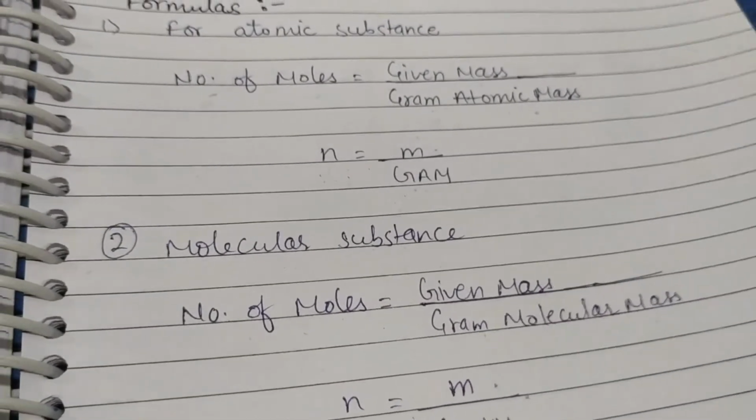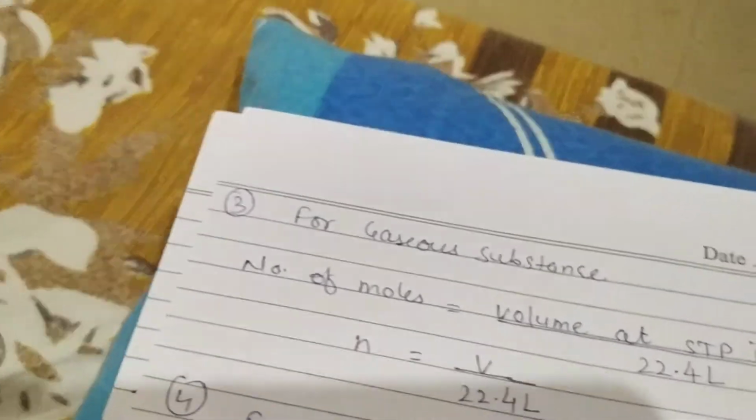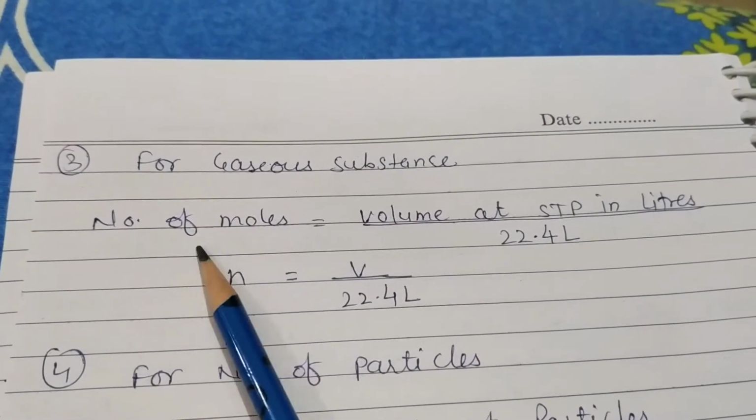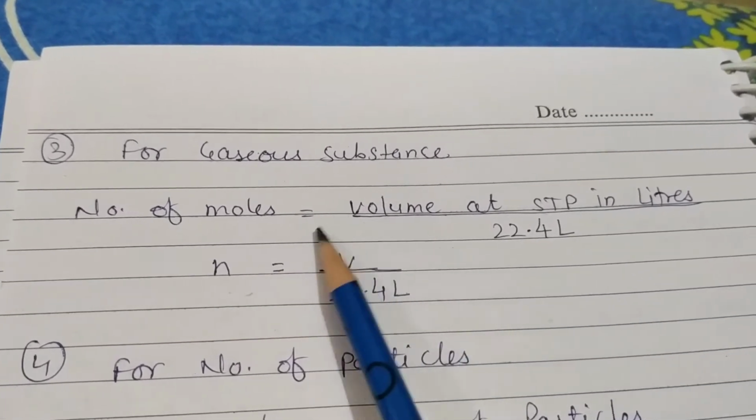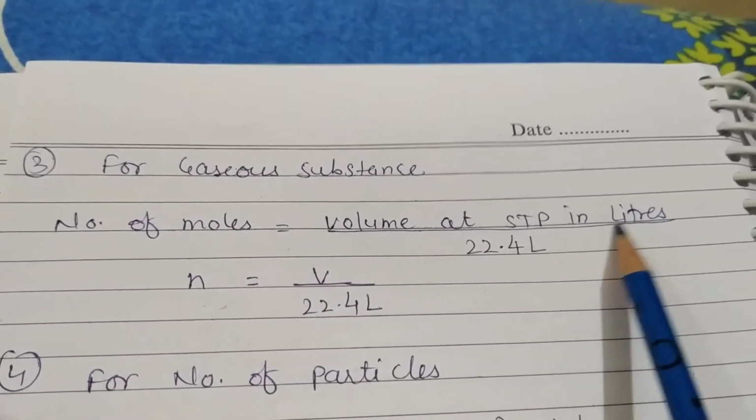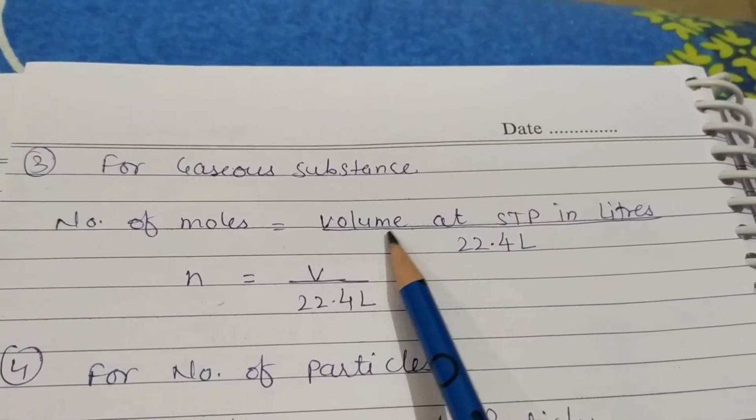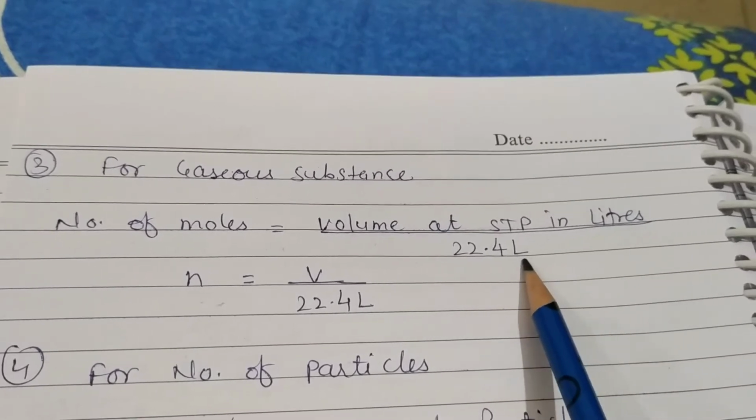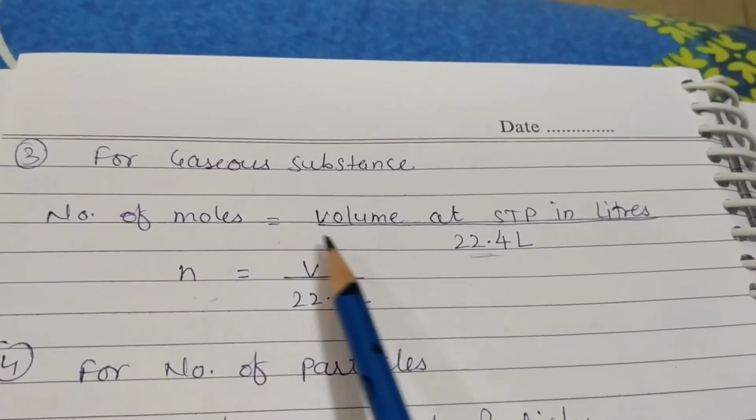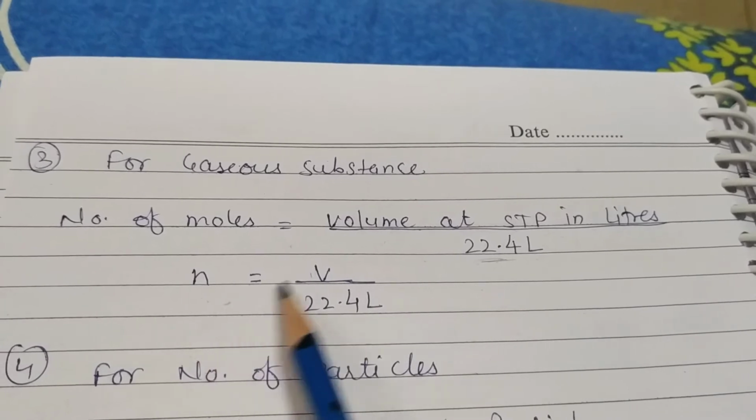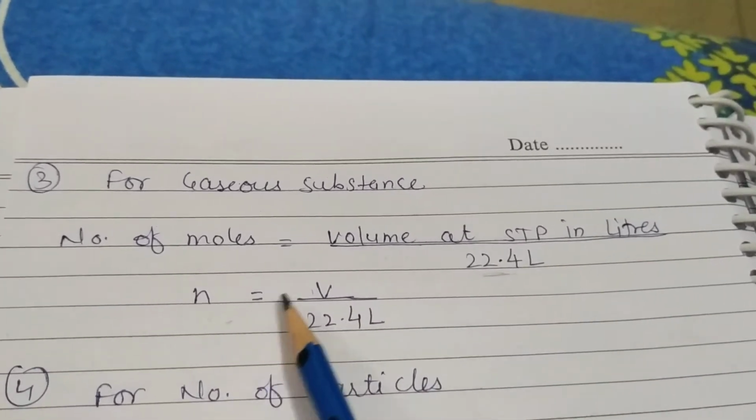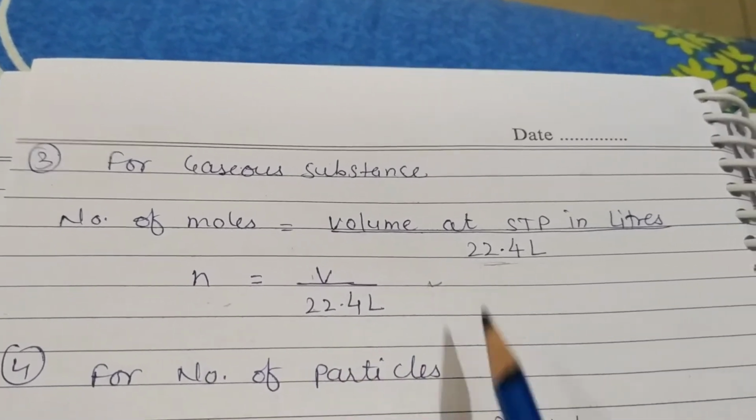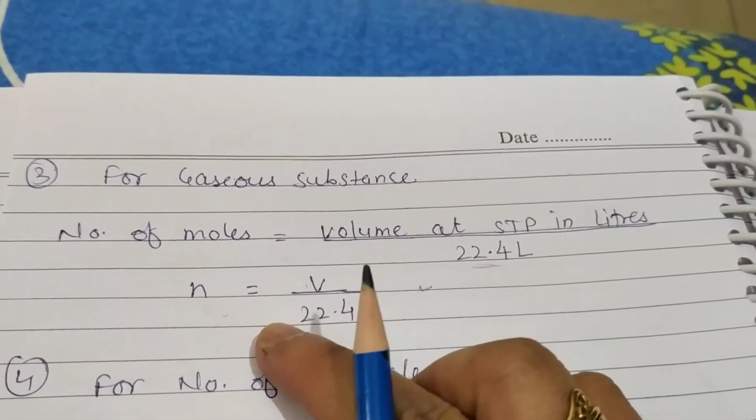So let's do the next. For gaseous substances, the number of moles, n, is equal to volume at STP in liters, that is volume at standard temperature and pressure, divided by 22.4 liters. So this is the formula. We can write it as n = V divided by 22.4 liter. This is how we can find the number of moles for a gaseous substance.